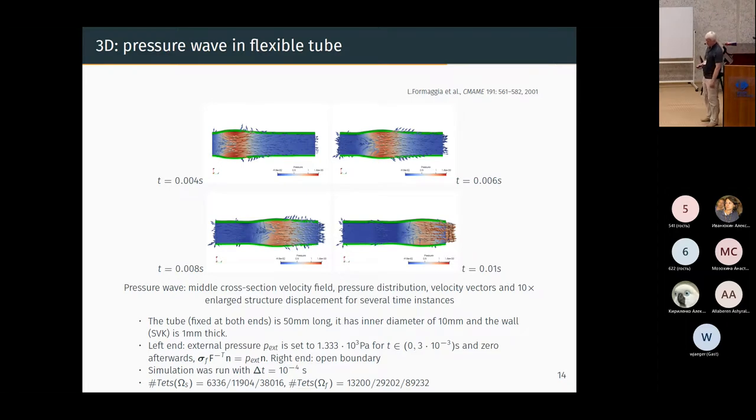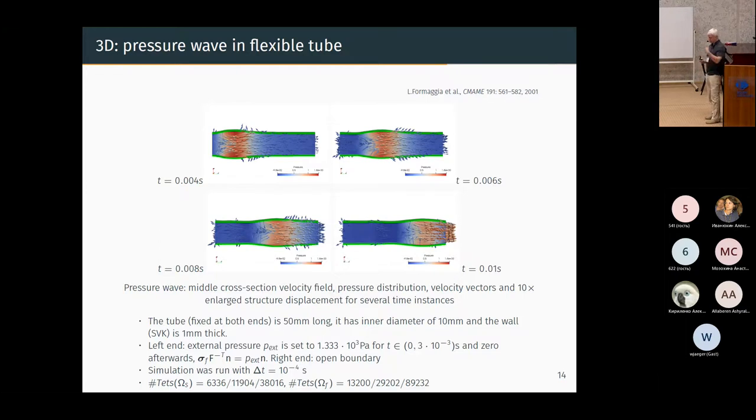On the inlet, one imposes the stepwise pressure. For the first 3 milliseconds, the pressure is very large, I remember about 1,000 pascals, and then it goes to zero very quickly. So it's a step in pressure on the inlet.